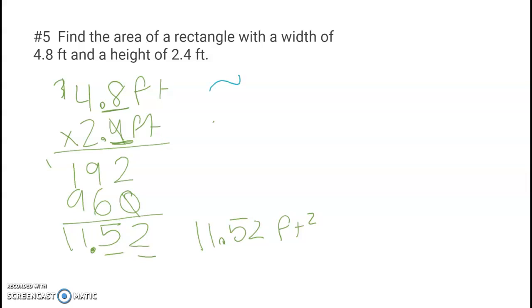One thing I can do is estimate to check. If I were to estimate, 4.8 would be around 5, 2.4 would be around 2. My estimated area should be somewhere near 10 feet squared, and 11.52 is very close to that.